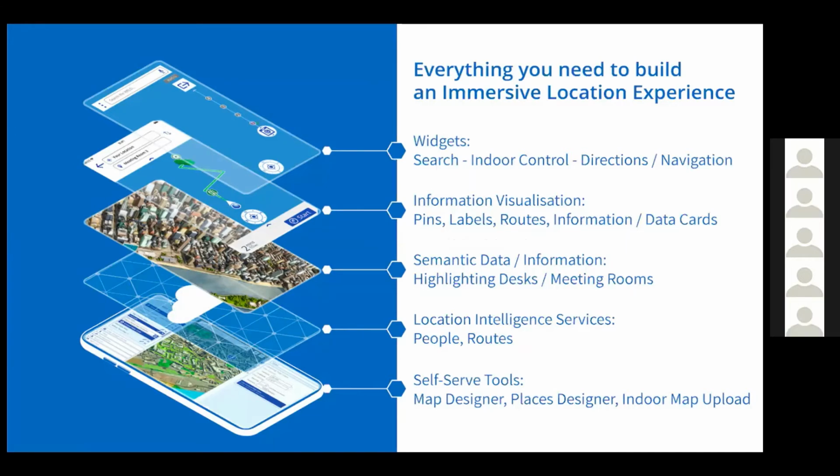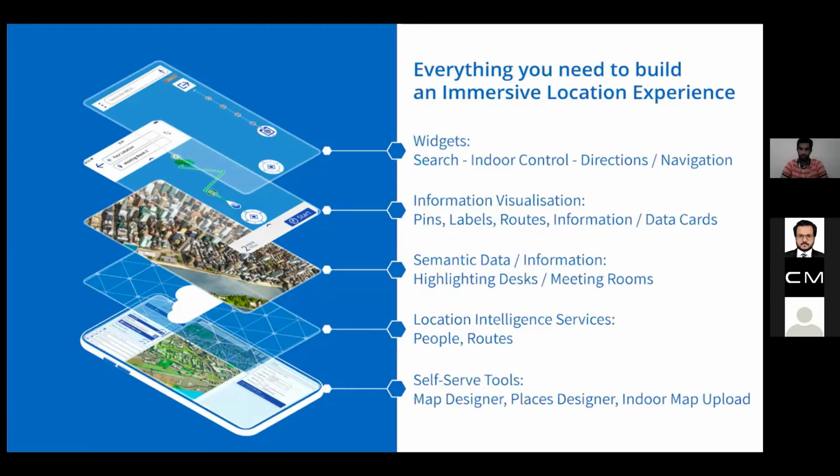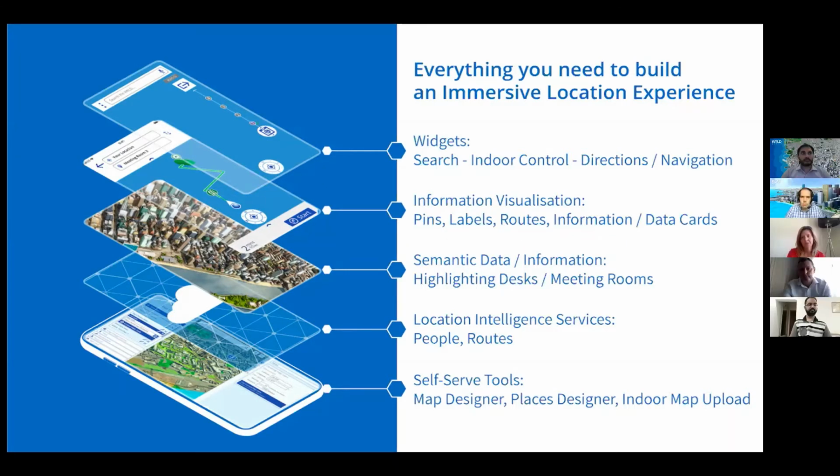Semantic map data bridges the gap between the physical and the digital worlds. Objects and spaces in WRLD are labelled in order to help your applications relate to their real-world counterparts. And our location intelligence services let you add features like asset tracking and seamless indoor or outdoor navigation. And with our self-serve tools, you can easily create your own indoor maps, manage points of interest, or POIs as we like to call them, and share these with your audience without writing any code.